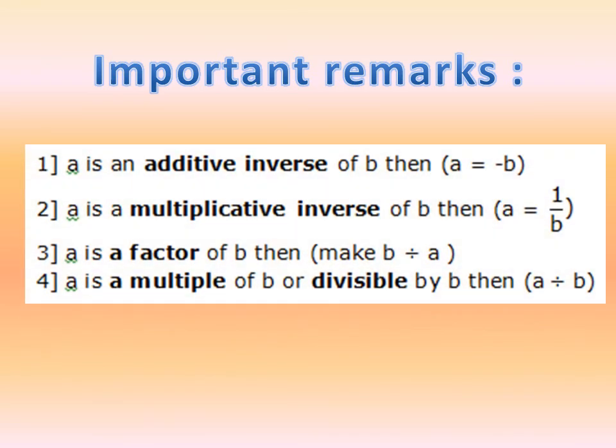Important remarks. Number 1, if a is an additive inverse of b, then a equals negative b. 2, if a is a multiplicative inverse of b, then a equals 1 over b. 3, if a is a factor of b, then make b divided by a. 4, if a is a multiple of b or divisible by b, then a divided by b.